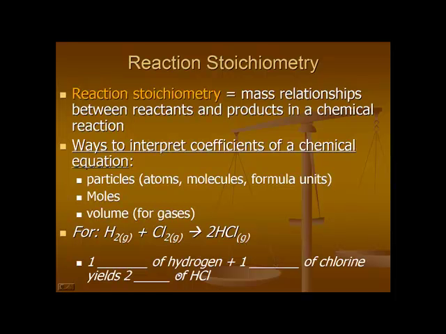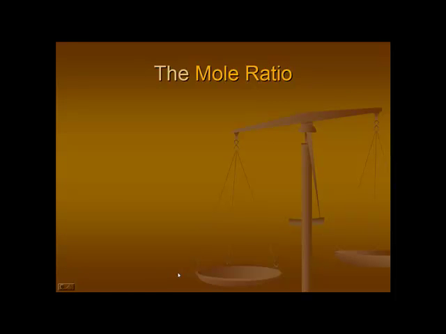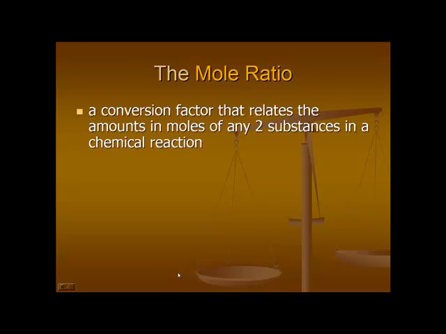So this ratio of coefficients is really important. That mole ratio is going to be a conversion factor that will relate the amounts in moles of any two substances in a chemical reaction. So a mole ratio really is looking at the coefficients in a balanced equation. Since most of the time we deal with large amounts of the substance, 1 molecule at a time is not terribly useful in dealing with chemical reactions. And we don't always have gases to work with. So for the most part, these coefficients we're going to be using as moles.